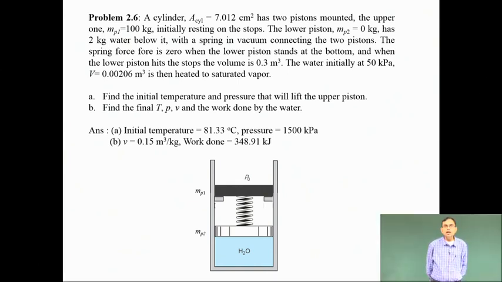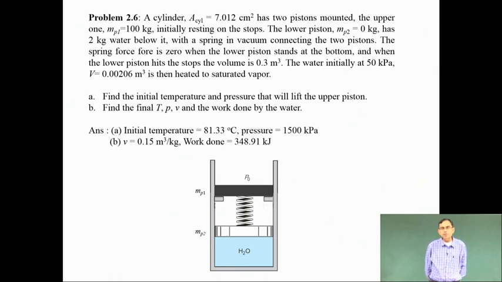So, you have a cylinder with area of cross section as 7.012 centimeter square, has 2 pistons. The upper piston, which is given as P1 in the diagram, has a mass of 100 kg. It initially rests on the stops. The lower piston has a mass of 0 kg, that means it is effectively massless, has 2 kg of water below it with a spring in vacuum.